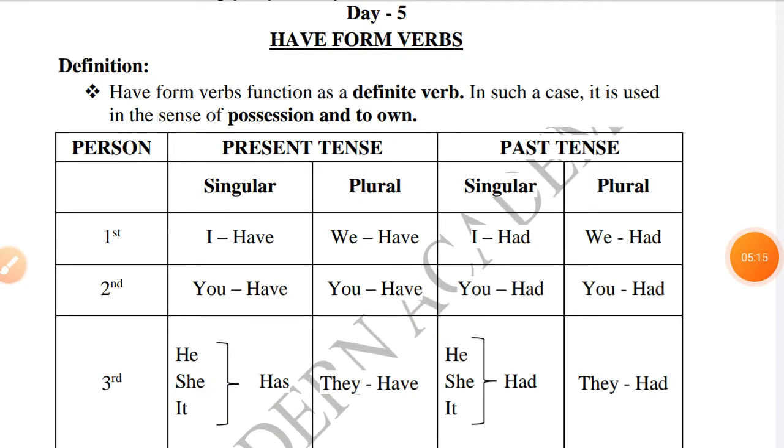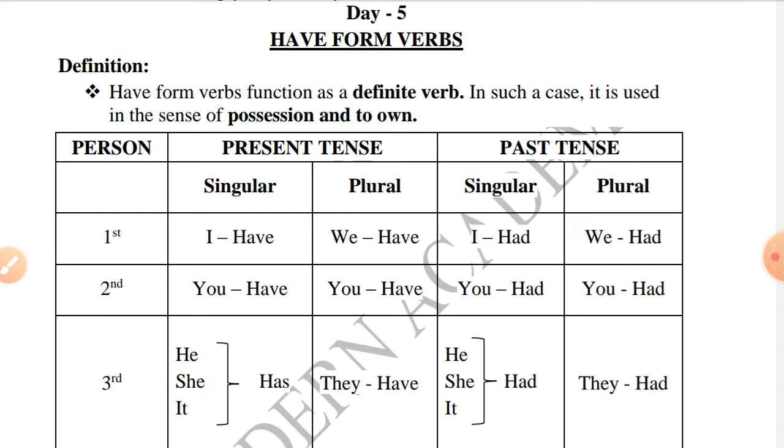In today's class, we are going to see about have form verbs. So what is have form verbs? Have form verb also is a type of auxiliary verb which comes under primary auxiliary verbs. So what are the forms of have form? There are three forms in have forms: have, has, had.